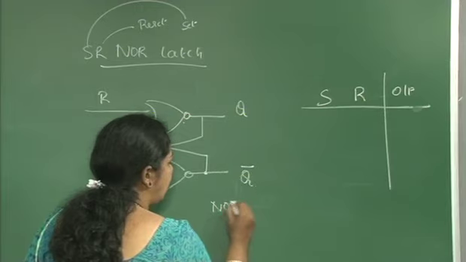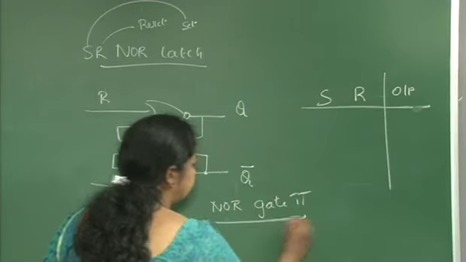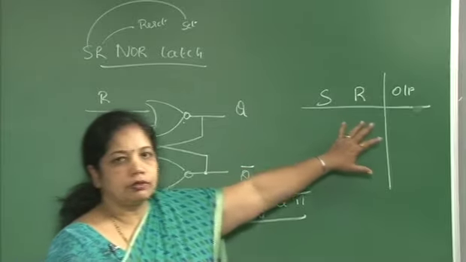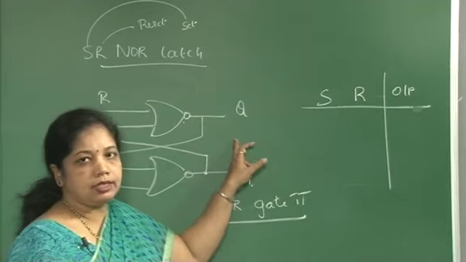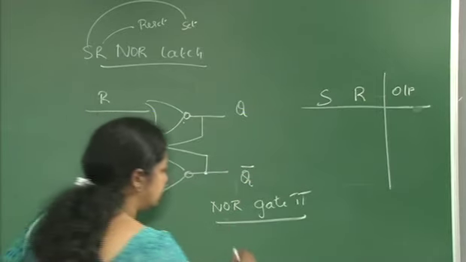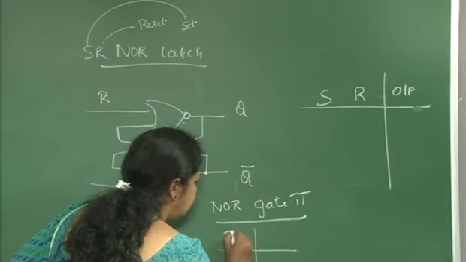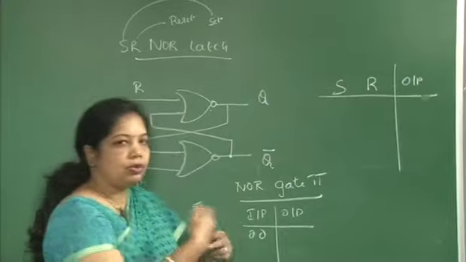We will write the NOR gate truth table before I start analyzing this SR NOR latch. So, first we will discuss what is the truth table of the NOR gate. NOR gate inputs, outputs. NOR gate is the opposite of the OR gate.